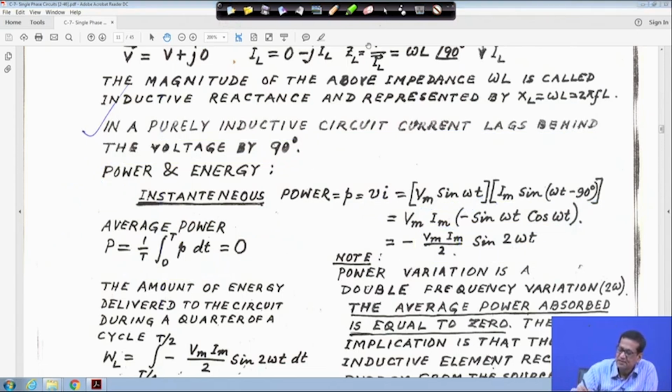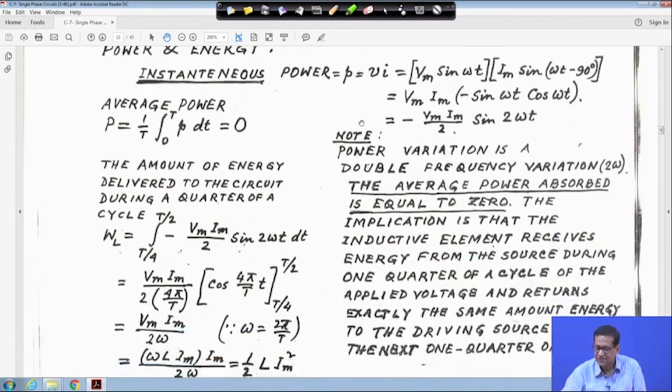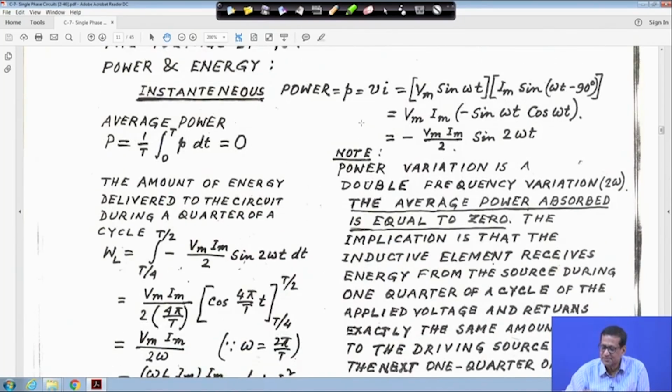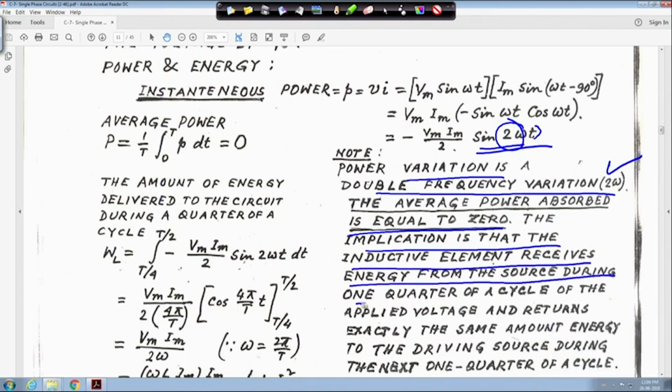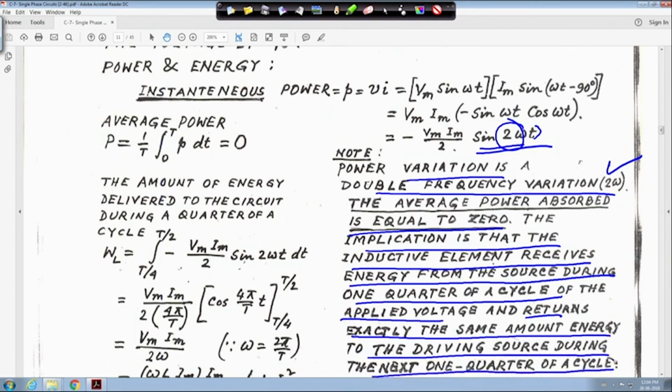So, let me delete it. Now in this case, if you look at that power, this is a double frequency, right. The power variation is a double frequency variation of 2 omega. The average power absorbed is equal to 0. That means the implication is that the inductive element receives energy from the source during 1/4 of a cycle of the applied voltage and returns exactly the same amount of energy to the driving source during the next quarter of a cycle. It is a double frequency.